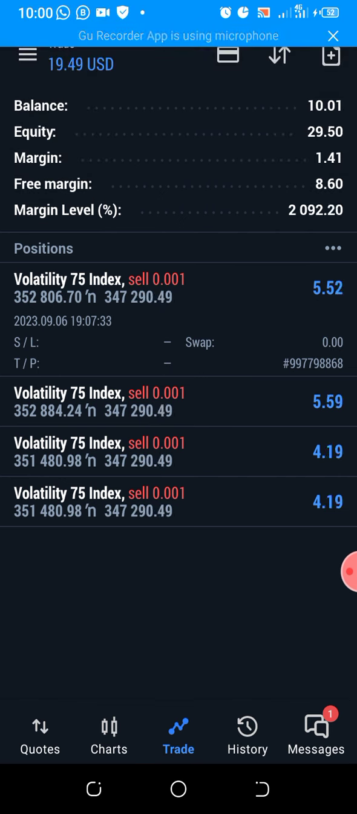I equally use the same tool, FMMT, to grow people's accounts. Now, there are people who copy my trades. If you haven't started copying my trades, you are missing a lot. They copy all of my trades, and then they get to make profit.